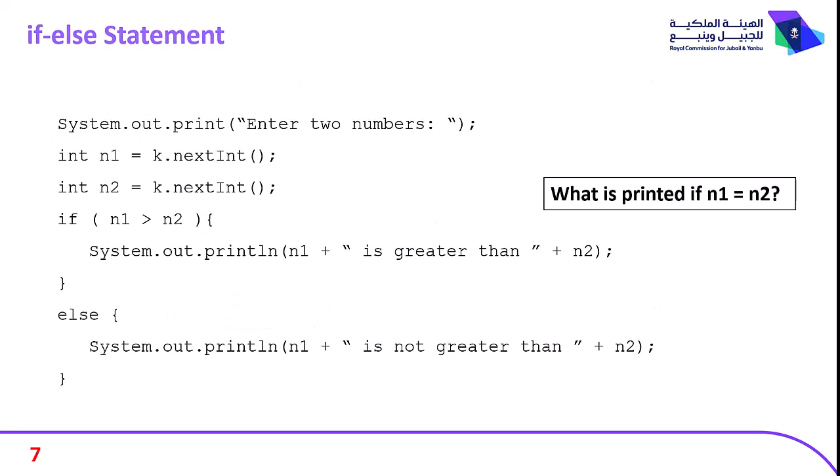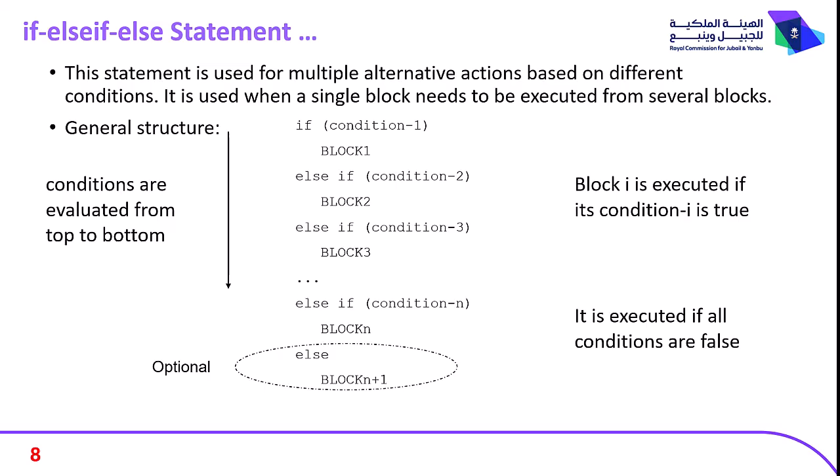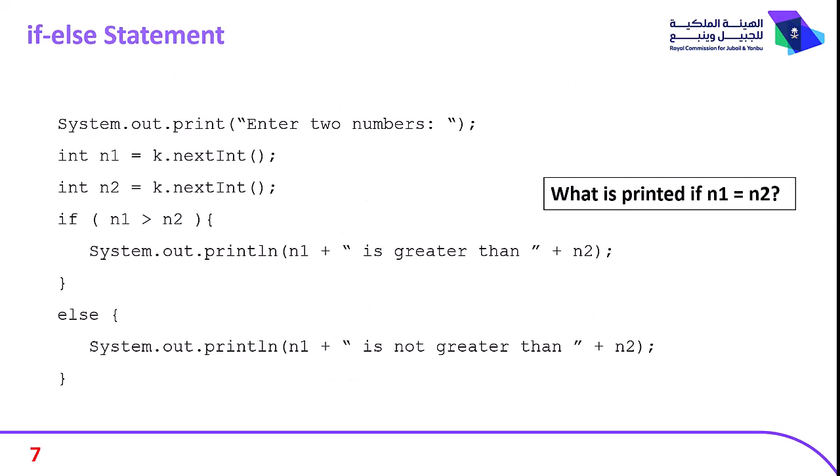If-else example. Consider this example where we compare two numbers, n1 and n2. If n1 is greater, the first message prints. Otherwise, the second message prints. Think about this. What would be printed if n1 and n2 are equal? Since n1 > n2 would be false, it would trigger the else block.